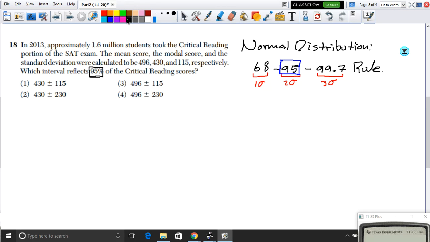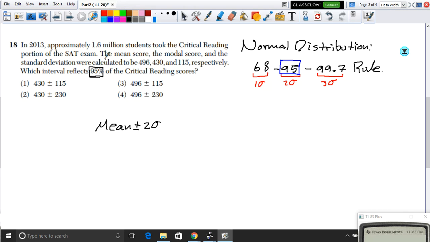From where? From the mean. So to find out the interval of 95%, we get the mean and do plus or minus two standard deviations. And again, r or sigma, it's standard deviation. Let's see if we can plug in the information that we have here.